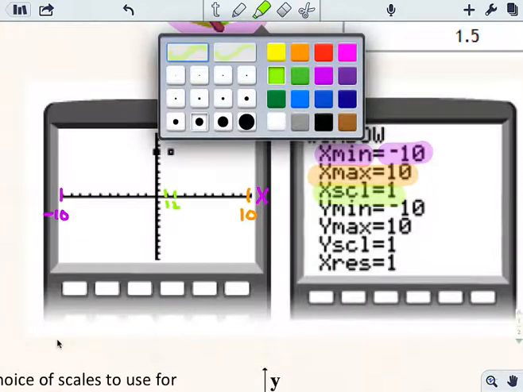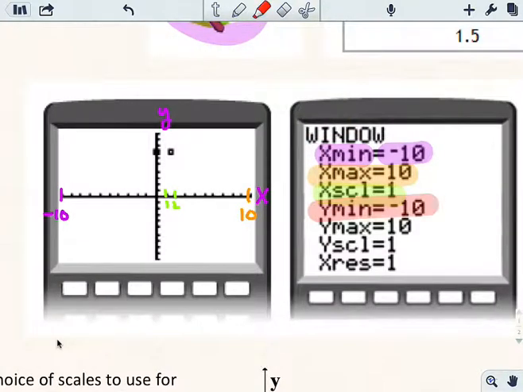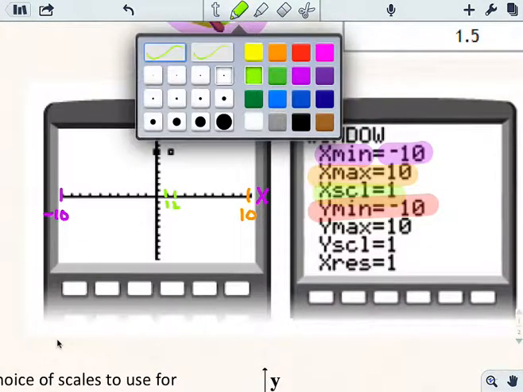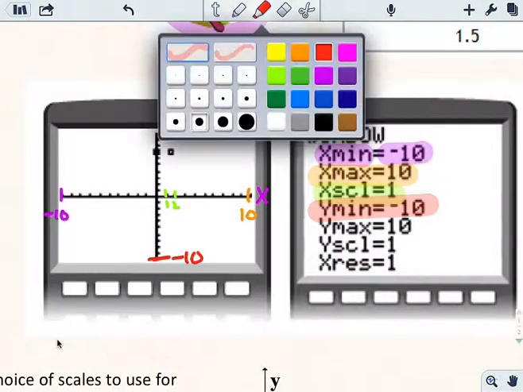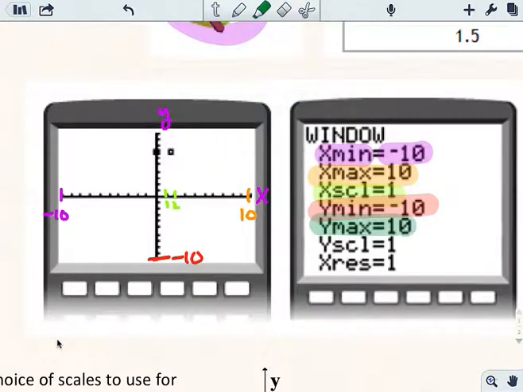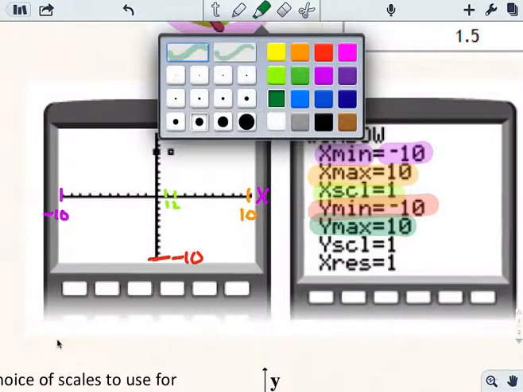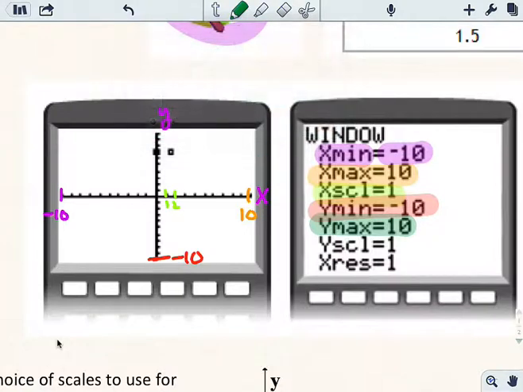So the y's mean the same thing. So we have a y min set at -10, I'm assuming, so it's down here on the bottom part of the y-axis. And then we have a y max, excuse me, at +10. So that's going to be up here.